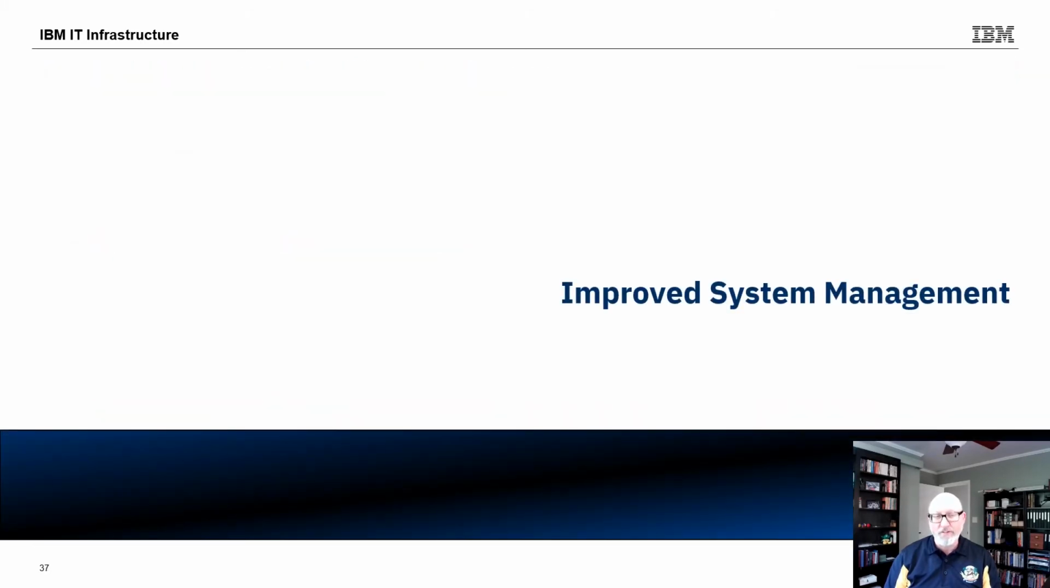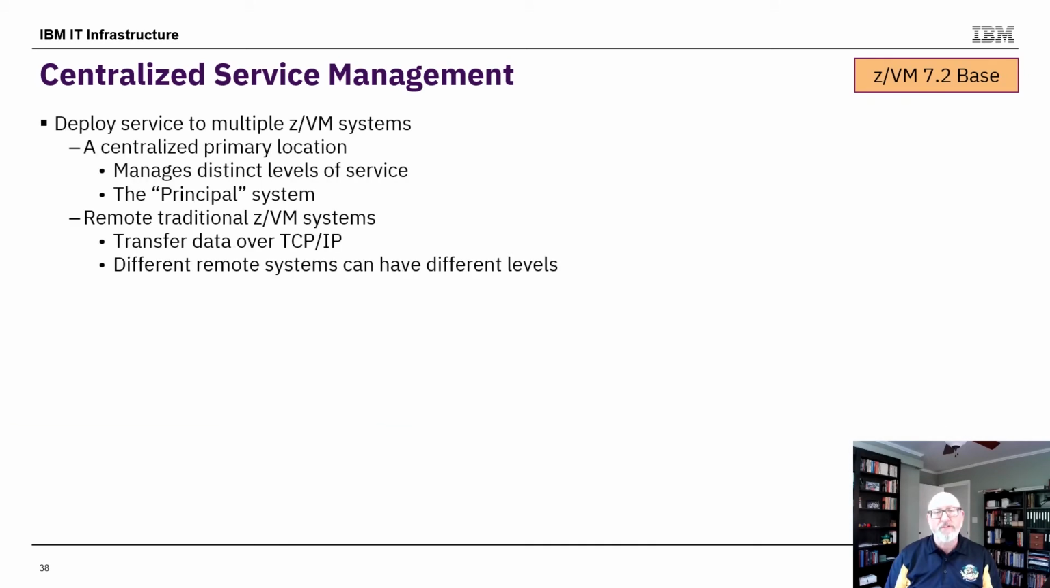All right, so let's go on to our last category here, and that's improved systems management, right? Making system programmers happy, making the system easier to manage is important. Goes back to TCO as well. So one of the things that's in the base of z/VM 7.2 is centralized service management, right? And this is the scenario where we want to be able to apply service and manage it easily in one place, but then effectively put it into production remotely on many systems, right? And also to varying degrees, be able to manage those distinct levels of service, right?